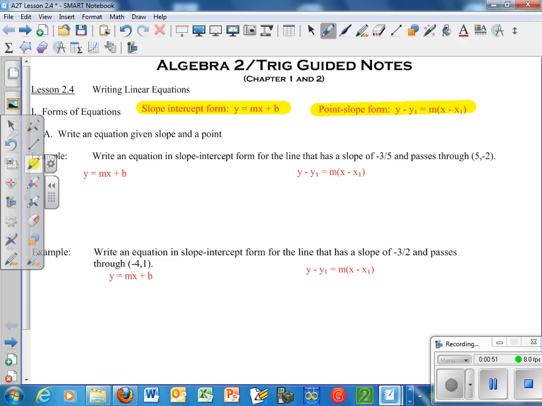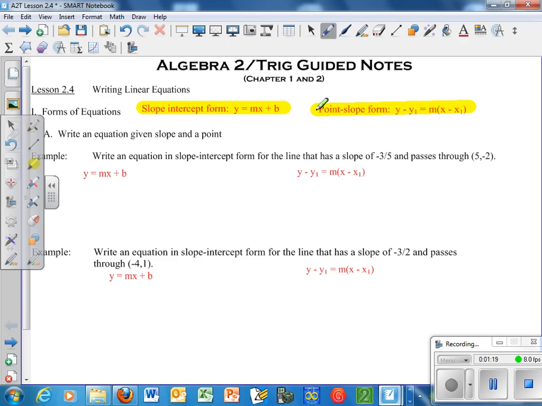Okay, so the first problem we're going to do: write an equation given a slope and a point. Write an equation in slope-intercept form for the line that has a slope of negative 3/5 and passes through (5, negative 2). Even if we use point-slope form, at the end we're going to convert that into slope-intercept form. So I'll show you two different methods. Like I said, you can pick the method you think you like better. If you're going to use slope-intercept form, we'll do that first.